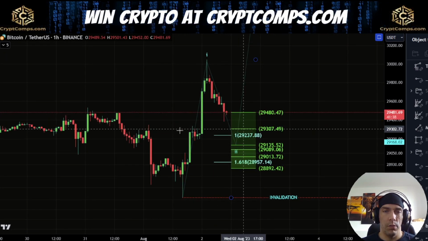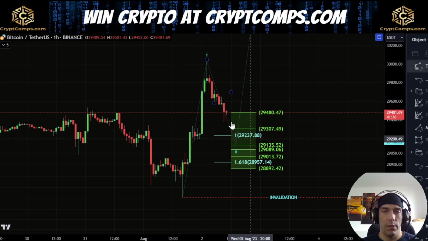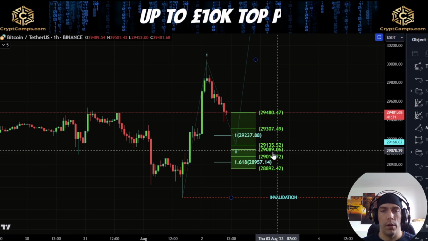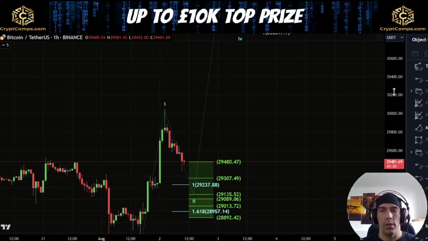Now 50% would align with coming into this area here, and if we do see price come back down a little bit lower here, 29,135 to this 29,000 would be aligning with that golden pocket.